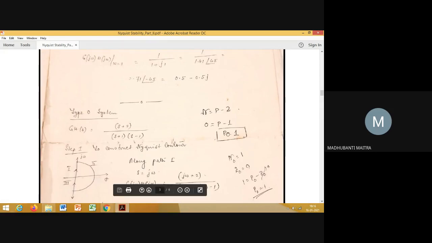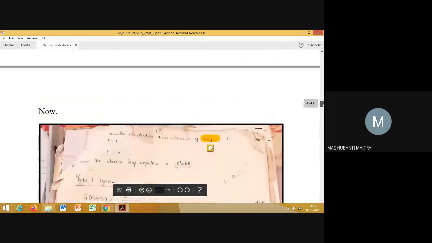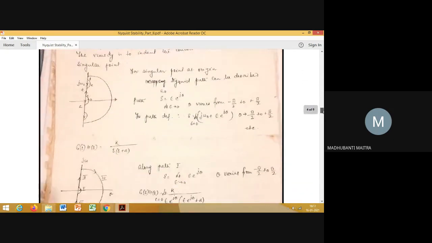So for type 1 system, what can be done? Since there is an open loop pole at s equal to 0, we'll try to just bypass that particular point, that means the origin of the S plane, with the help of this small indentation. Can you see the small indentation? Yes, ma'am. So with the help of the very, very small indentation, we'll just bypass this point.